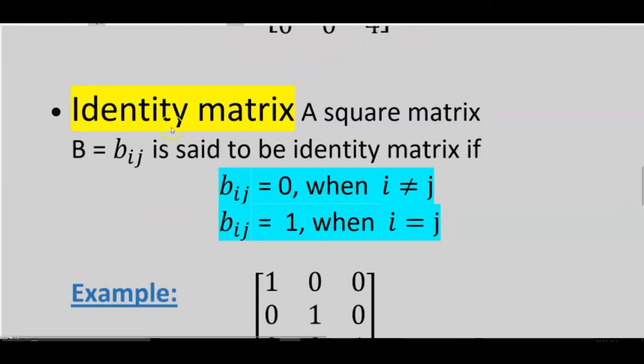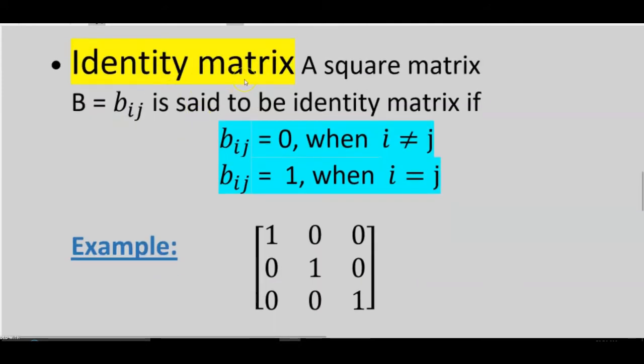So next is the identity matrix. This is the same as the scalar matrix. The only difference is the entries in the principal diagonal should be 1, right? As you can see in the definition, when i is equal to j, like B11, B22 and B33, that should be 1, right? And when i is not equal to j, it means the non-diagonal elements, that will be 0. So as we have taken the example here, this is the example of the identity matrix.